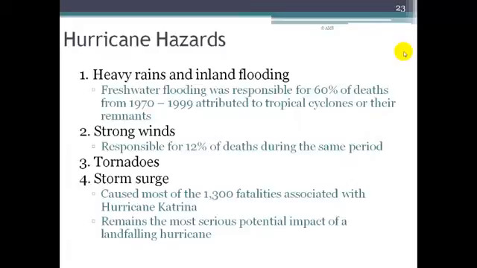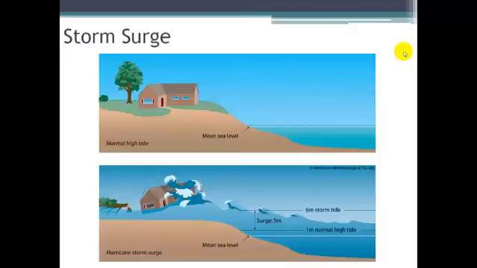And then the storm surge. This is where most of the fatalities took place with Hurricane Katrina. Hurricane Katrina, of course, 2005 hurricane in New Orleans that just destroyed New Orleans. And we have a slide here that shows the storm surge.